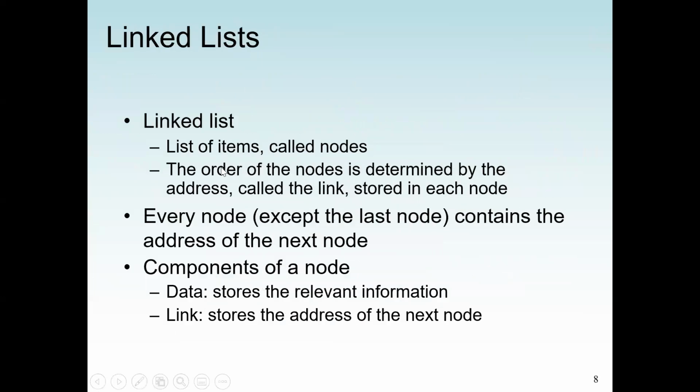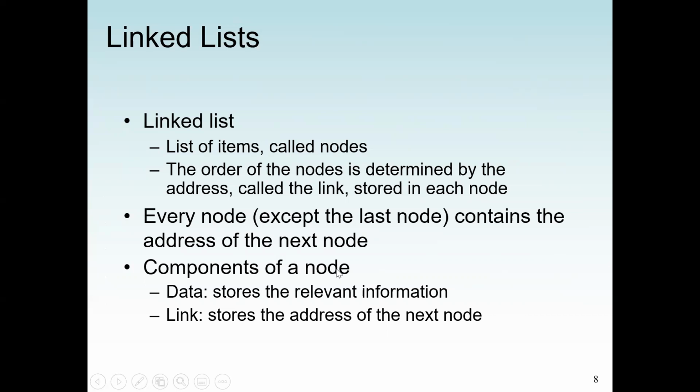So a linked list also is a list of items called nodes. So a linked list consists of nodes. The order of the nodes is determined by the address called the link stored in each node. Here we're going to use the term next as the link. So every node except the last node will contain the address of the next node.